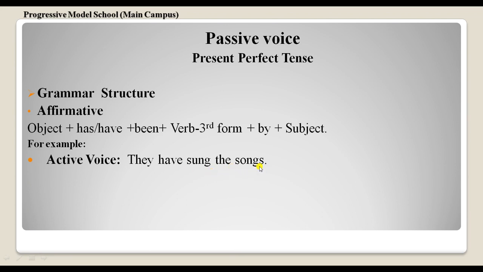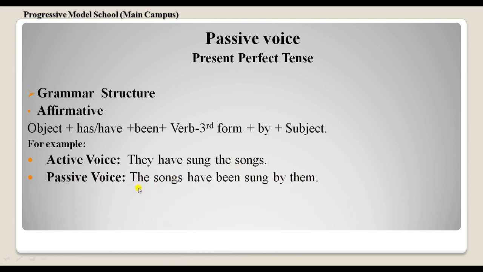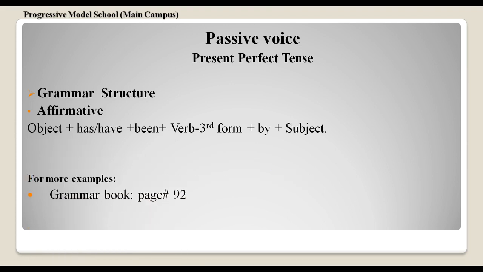Here the songs are object, so we'll write at the start of the sentence the songs. For songs we'll use helping verb have, and according to the structure we'll write been, third form of the verb sung, preposition by, and they will be converted into them, and we'll write it at the end of the sentence. For more examples, consult your grammar book, page number 92.